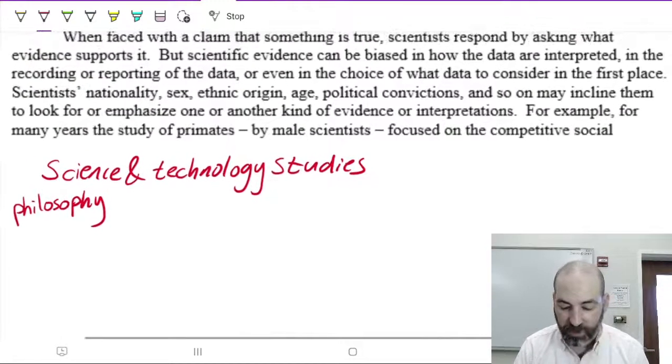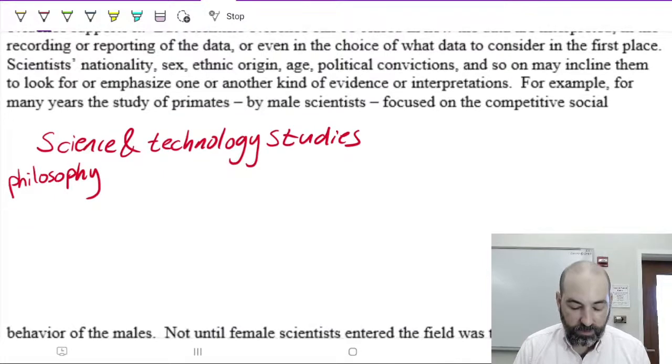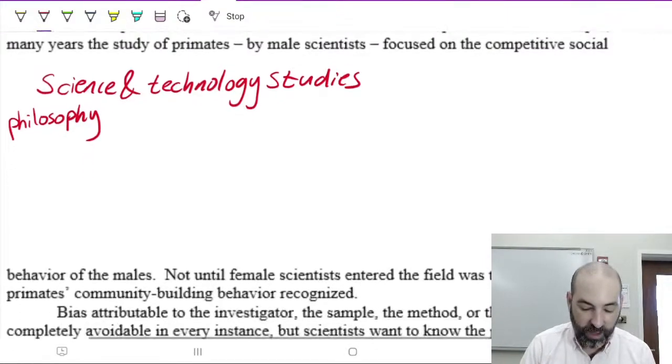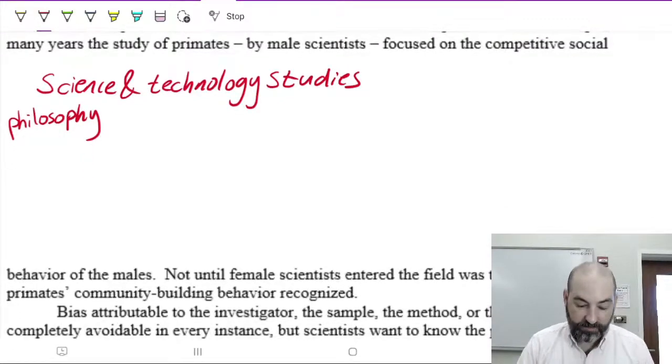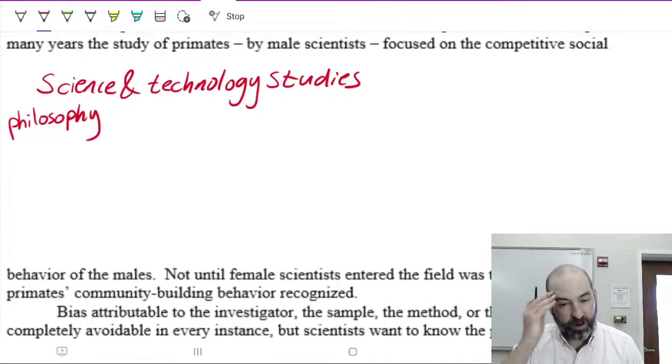So for example, there's a good example in here. When the science is done primarily by one type of scientist, so studies of primates by male scientists, they kind of just ignored female primates' community building behavior, right?